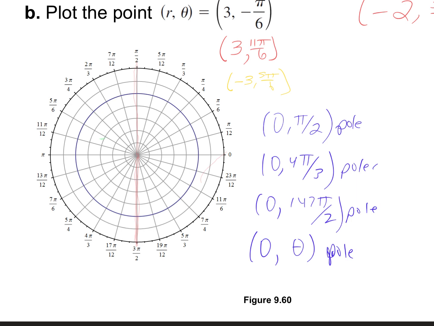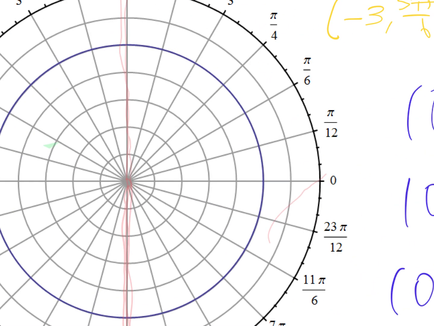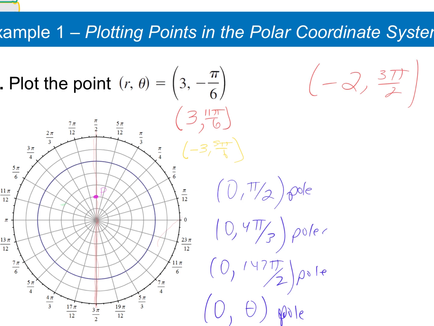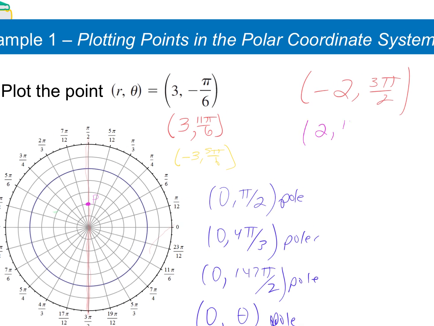-2. So am I going towards 3 pi over 2 or am I going away from 3 pi over 2? I'm going away. So 1, 2. So here's my point. We're going to call it point P. What's another way that I could name that point? 2 comma pi over 2. Perfect. Those are the exact same spots. You guys are so smart.